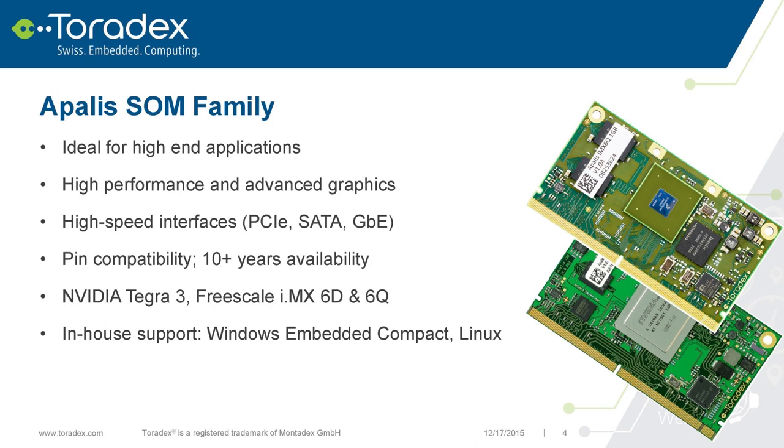We have two families, a bit the larger one, the Apalis family. The Apalis family's main difference to the Colibri family, which we will see later, is it also has high-speed interfaces such as PCI Express, SATA and Gigabit Ethernet. So if this is your requirement, then usually the Apalis family is the way to go.